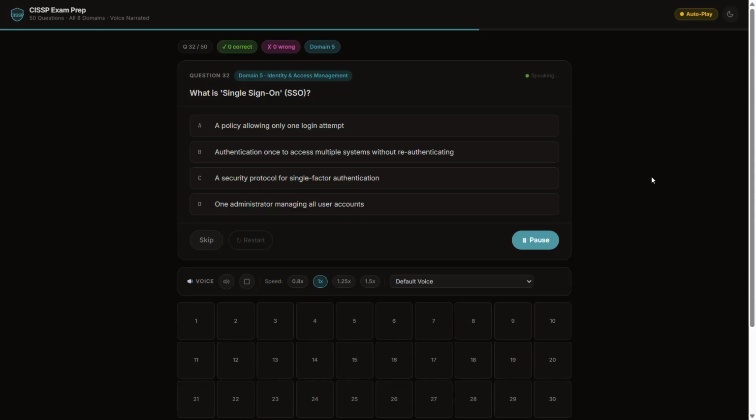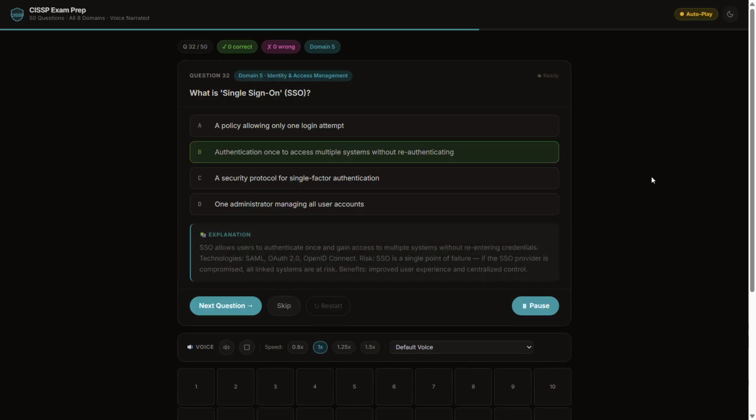Question 32. What is single sign-on, SSO? Options: A. A policy allowing only one login attempt. B. Authentication once to access multiple systems without re-authenticating. C. A security protocol for single-factor authentication. D. One administrator managing all user accounts.